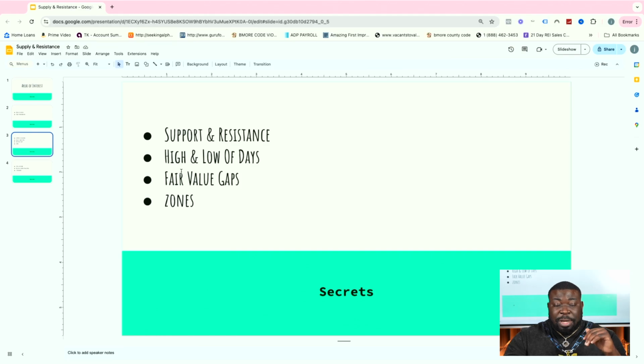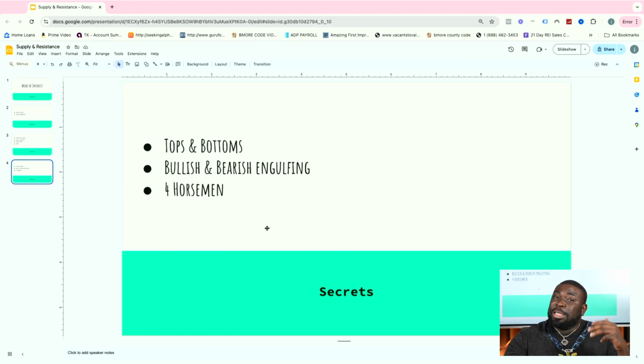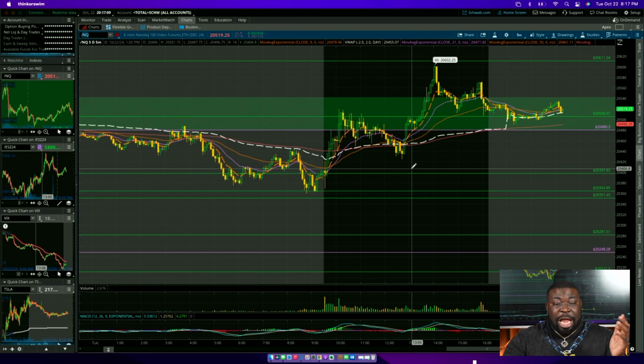So here's some of the areas of interest I look at, and here's the trade confirmations I look at. Tops and bottoms, bullish and bearish engulfing candles, the four horsemen. And I break down all of this inside the perfect trade checklist. So if you want that, go ahead and grab that below. And I do literally a video on this and show you images, but these two have to be there: the trade confirmation and the area of interest.